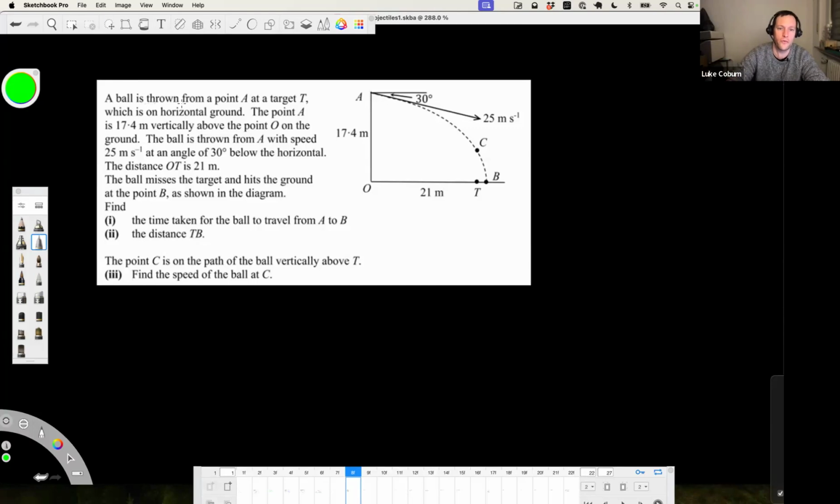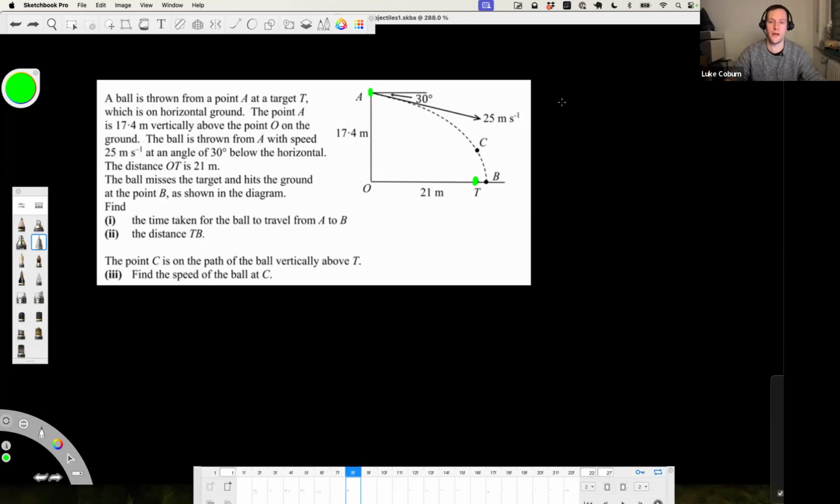So we're told a ball is thrown from a point A at a target T. It's thrown at this one here, which is on horizontal ground. The point A is 17.4 meters vertically above the point O. And the ball is thrown from A with a speed of 25 meters per second at an angle of 30 degrees below the horizontal, and the distance from here to here is 21. It says the ball misses the target and hits the ground at the point B as shown in the diagram, and then find the time that it takes to travel.